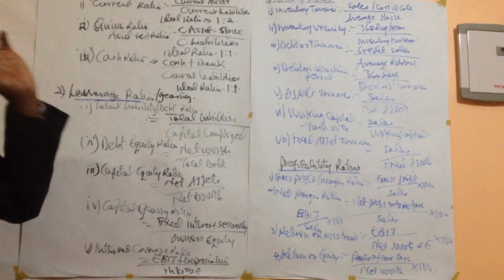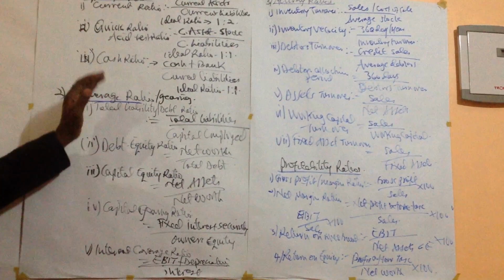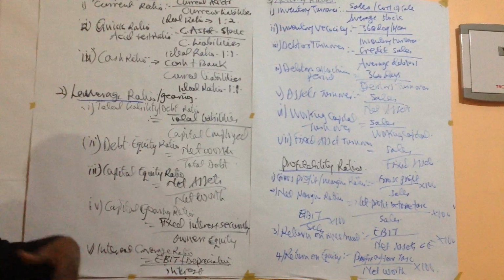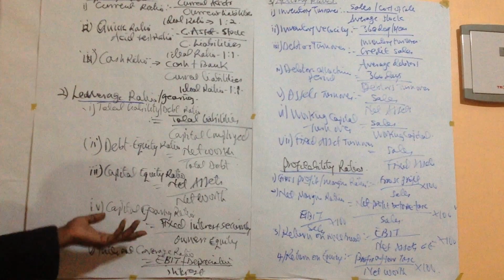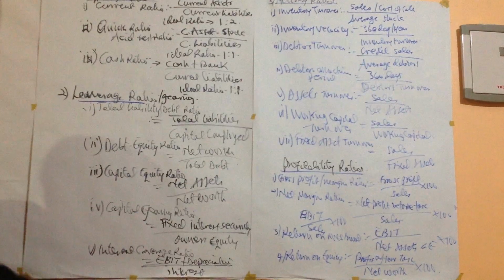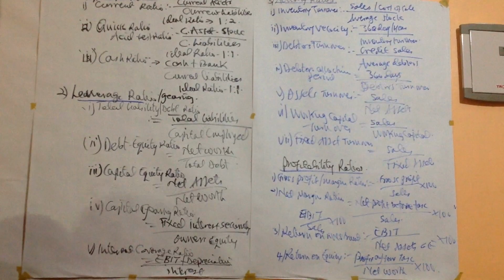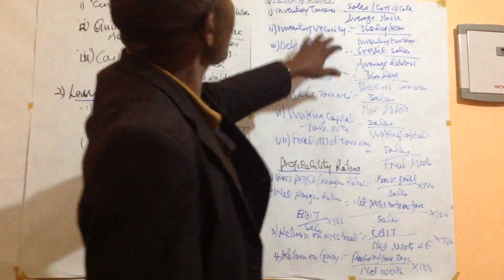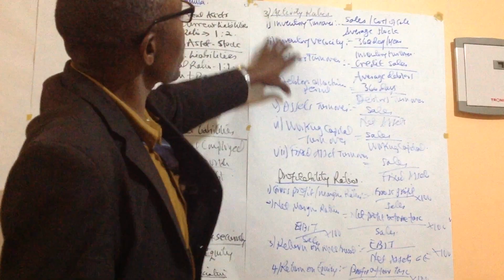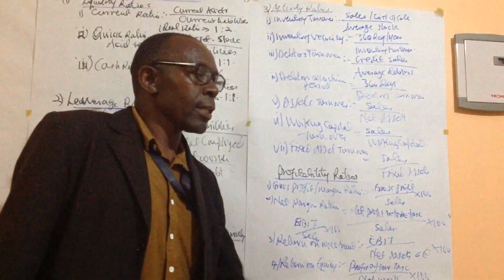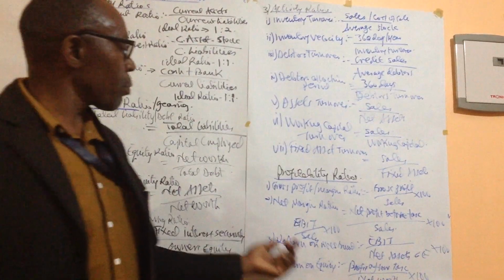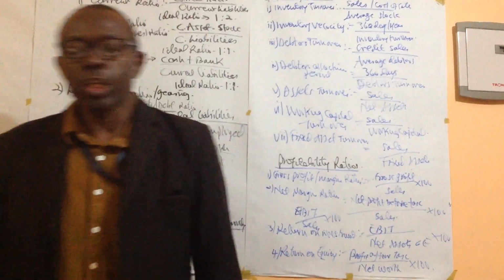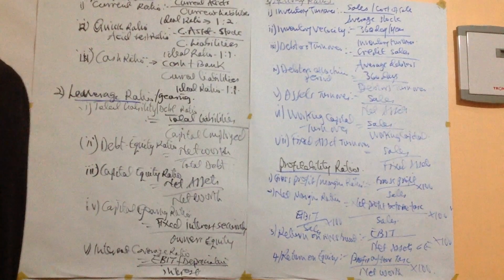If you have a highly geared company, then when you generate higher profit, so much of it goes to pay the interest, and very little remains to pay dividends to the shareholders or owners of the company. Here we're talking of the activity ratios: how we utilize the resources we have to generate income, how able we are to generate profit in our firm. We shall be talking more of the same.